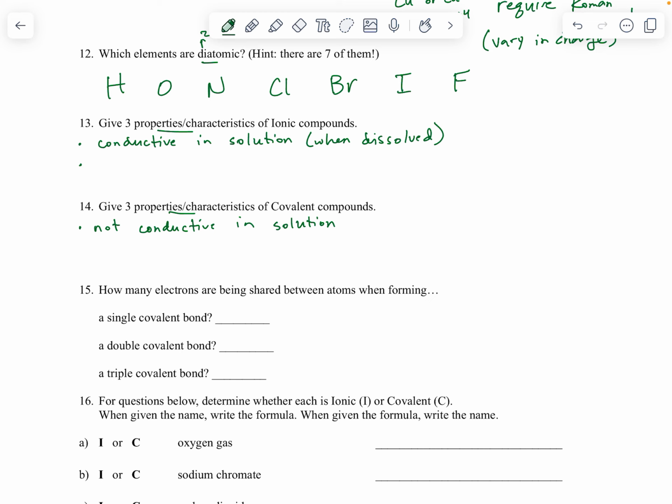I would say that based on our lab as well, high melting points. You could also say boiling points as well. It takes a lot of heat because ionic compounds are so strong.